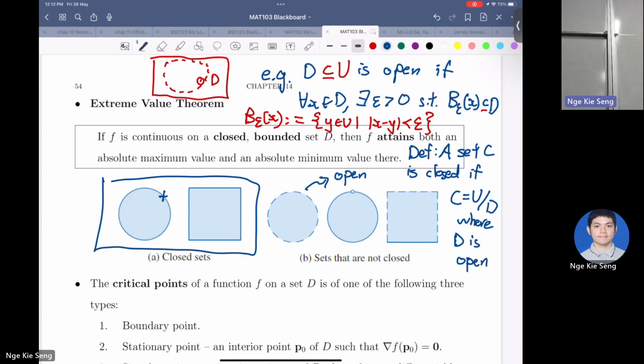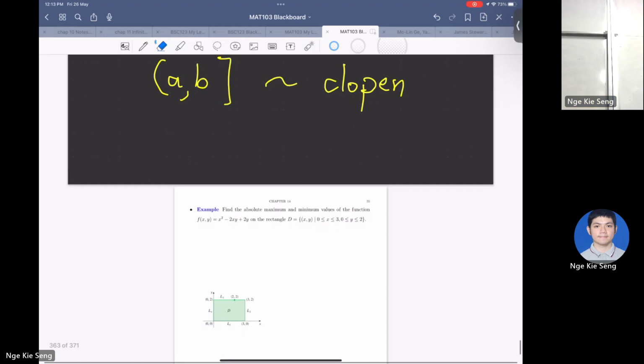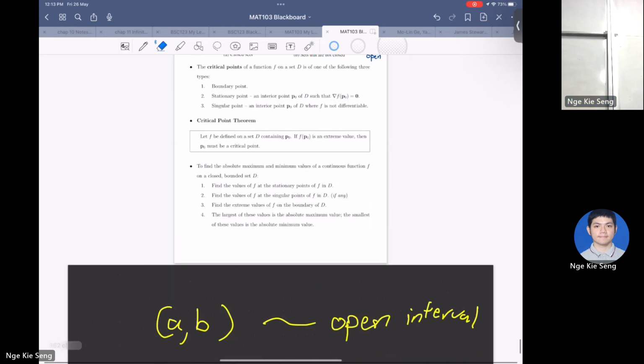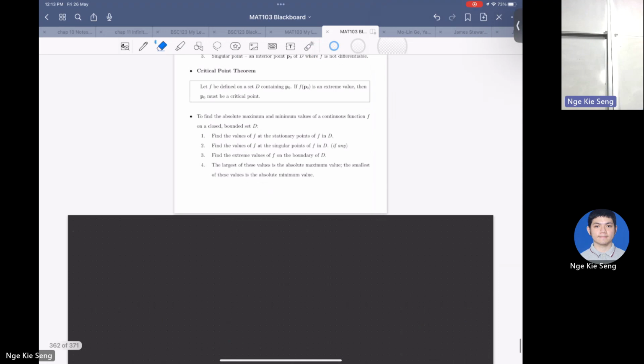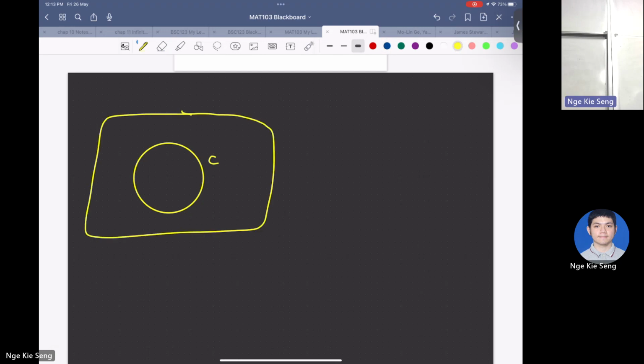I left with something like this. Okay, so how about we draw it somewhere else? Let's draw it somewhere else. So let's take this as my closed set and then some universal set. Okay, so I want to show that C is closed.